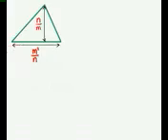Example number 5. This time we are given a triangle. We are also given some information. We are told that the base is m squared over n, and the height is n over m, and we are asked to find the area of the triangle.